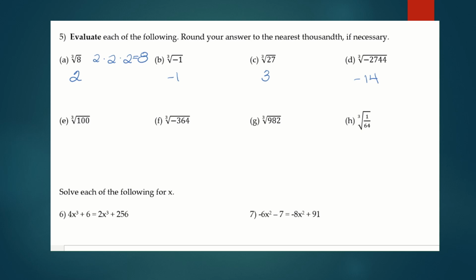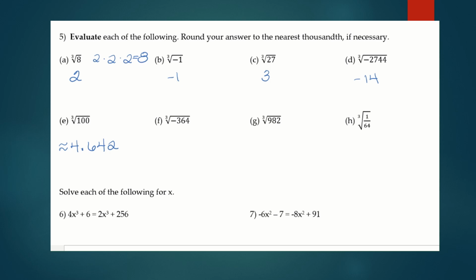The cube root of 100. Okay, I can tell you right now that 100 is not a perfect cube. So there is no number that we can multiply by itself 3 times to get 100. So we're going to probably have a decimal approximation here. So 3, second, that caret key, 100 gives us approximately, if I'm rounding to the nearest thousandth, I'm going to get approximately 4.642.